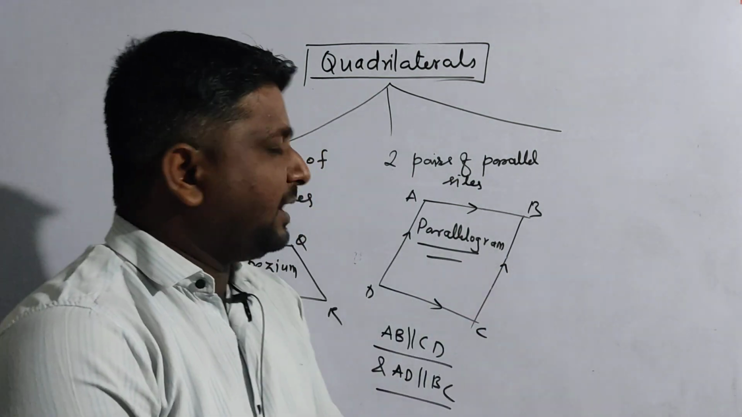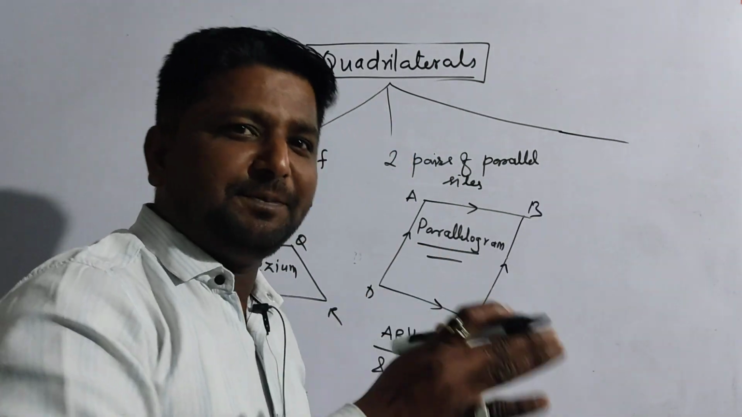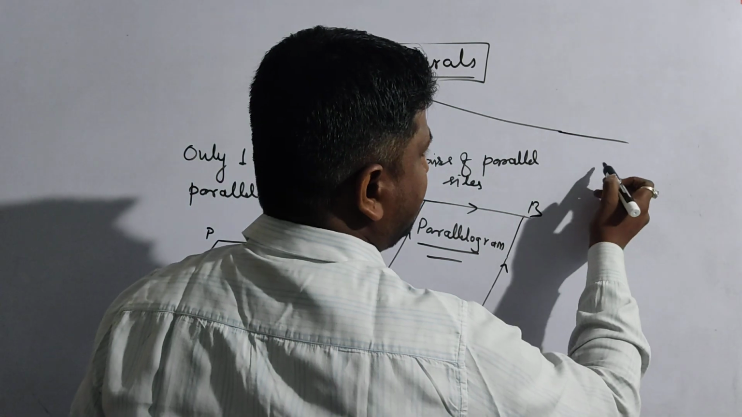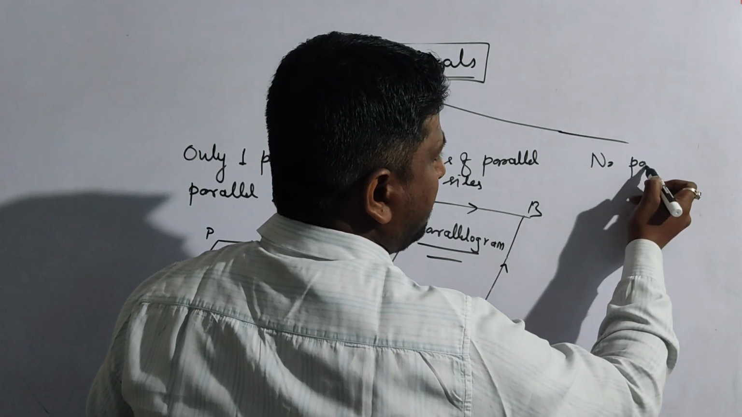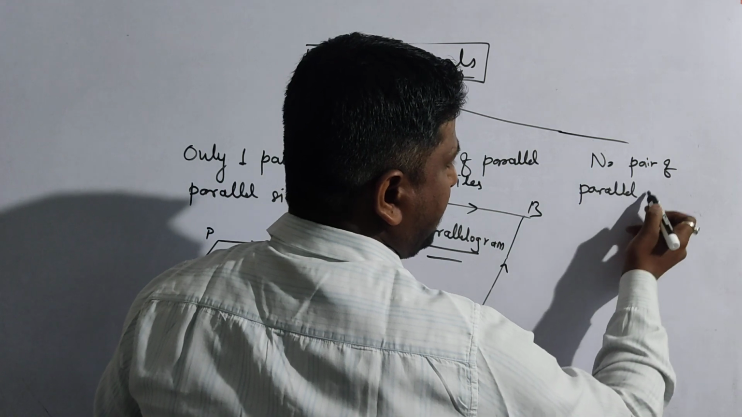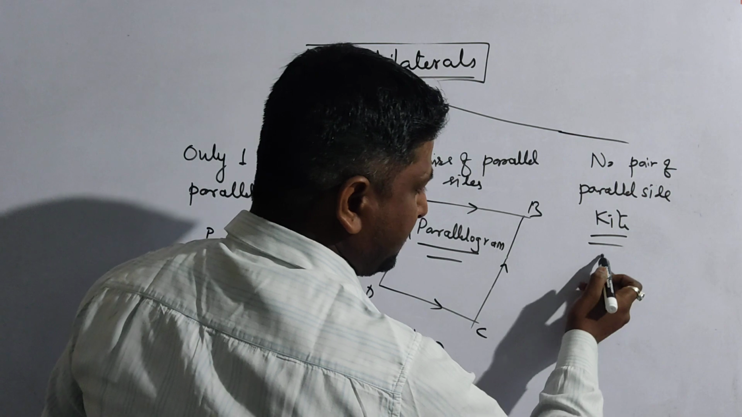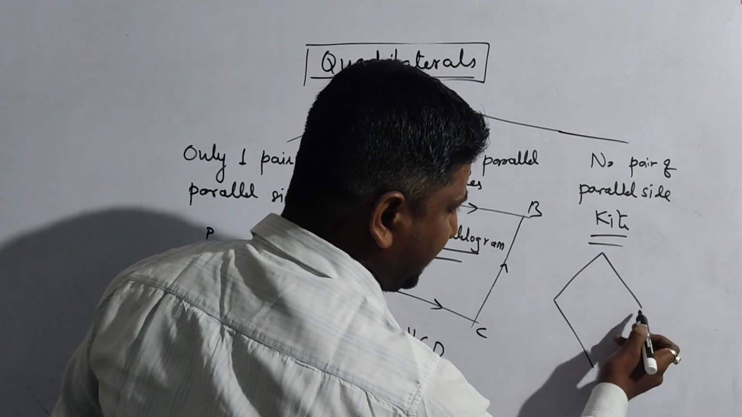Right? Okay, and the third one is where we are not going to have any pair of parallel sides. No pair of parallel sides, and this is called a kite. Okay, so is this only the definition of a kite?